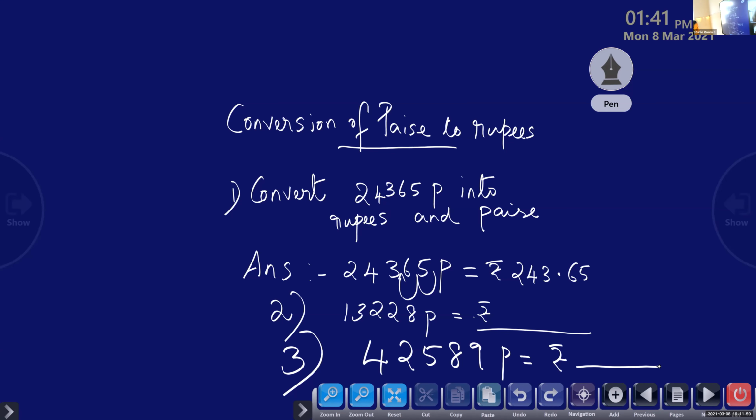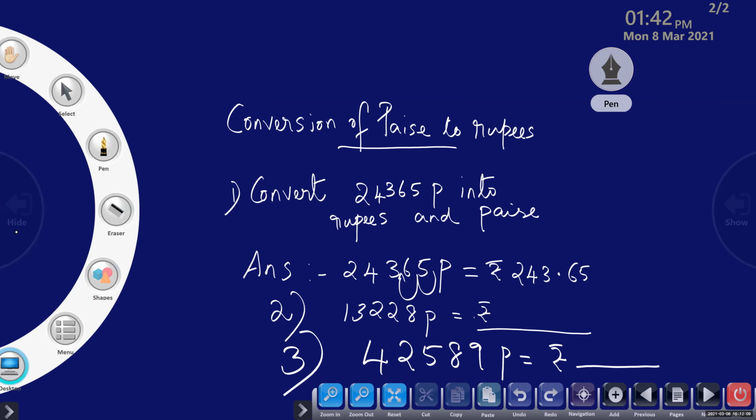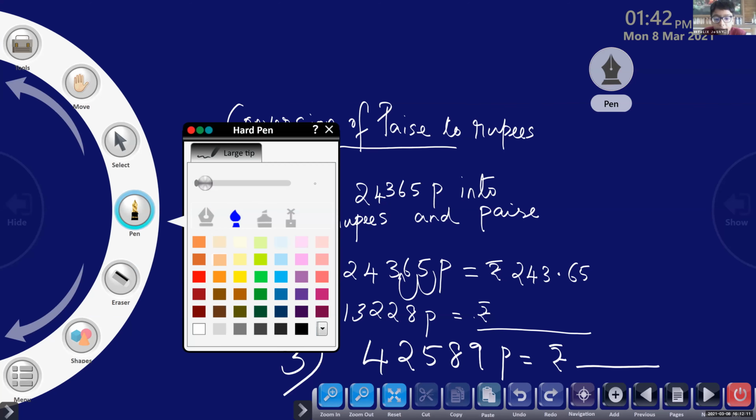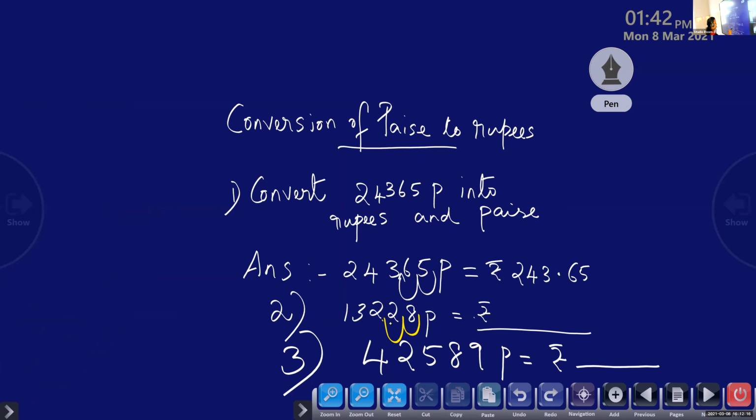Here 13228 paise is equal to rupees dash. So tell me the answer, children. 132.28. So from the back, 2 digits, then put a point. So 132.28 rupees. Okay, next one. 425.89.